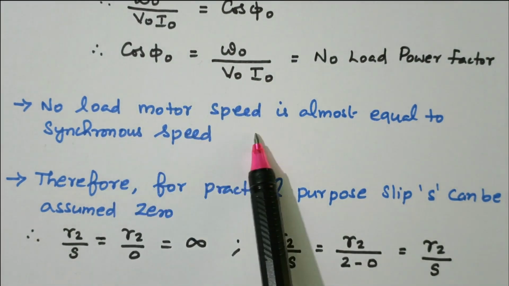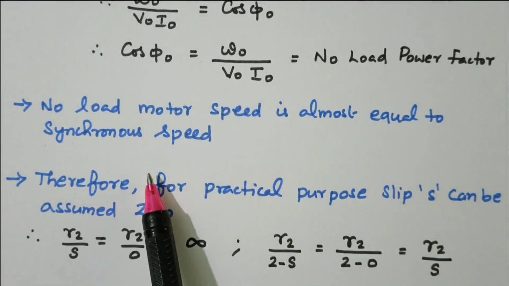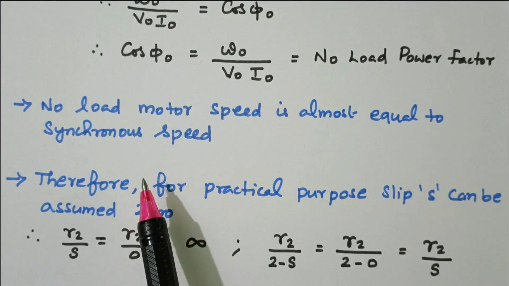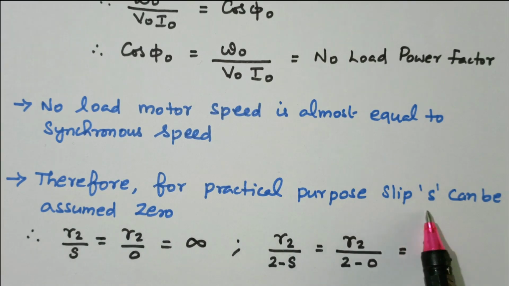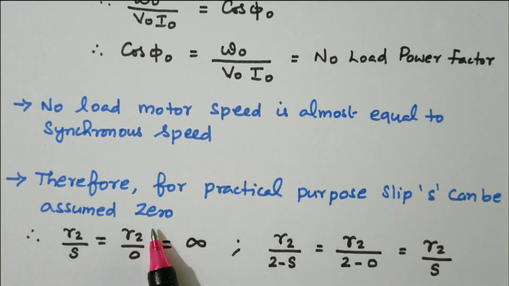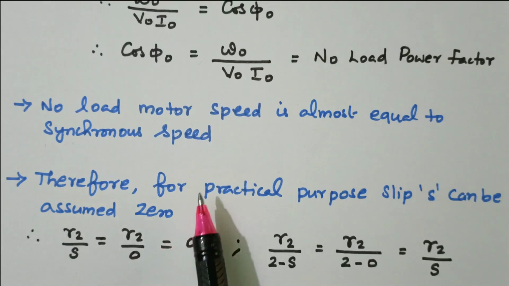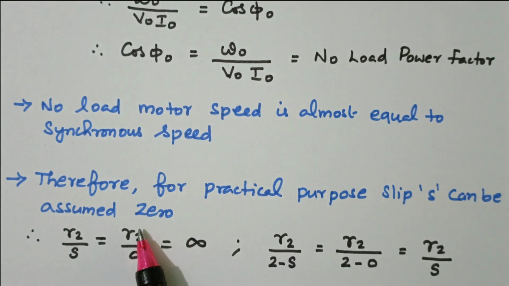No load speed is almost equal to the synchronous speed. No load speed means the motor is rotating at the synchronous speed. Therefore, for practical purposes, slip S can be assumed as 0. There is no slip. 1500 rpm means the motor will rotate at 1500 rpm itself at the no load condition. So the slip is 0.